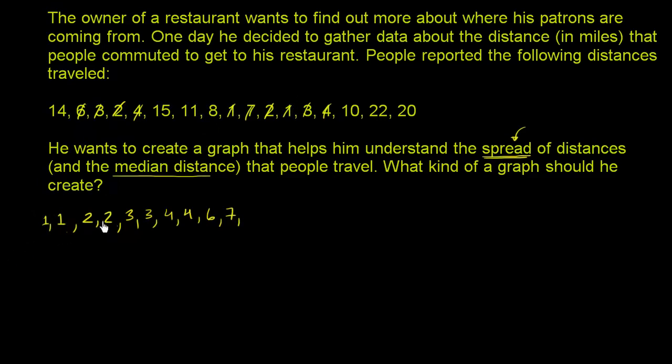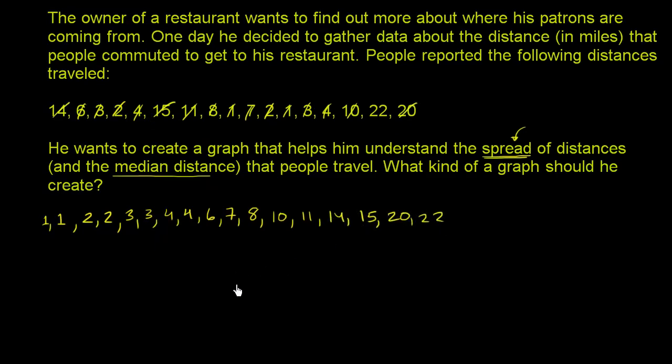So I have 1s, 2s, 3s, 4s, no 5s. This is the 6. There was the 7. There's an 8 right over here. Another 8. And then, let's see, any 9s? No 9s. Any 10s? Yep, there's a 10. Any 11s? We have an 11 right over there. Any 12s? Nope. 13, 14. Then we have a 15. Then we have a 20. And then a 22. So we've ordered all our data.